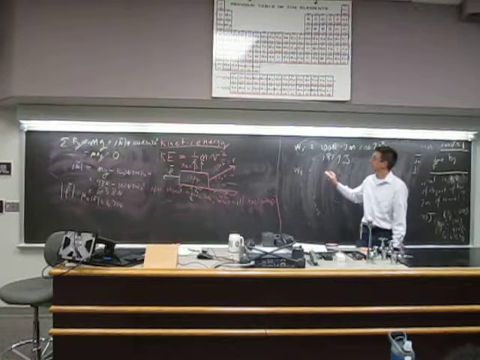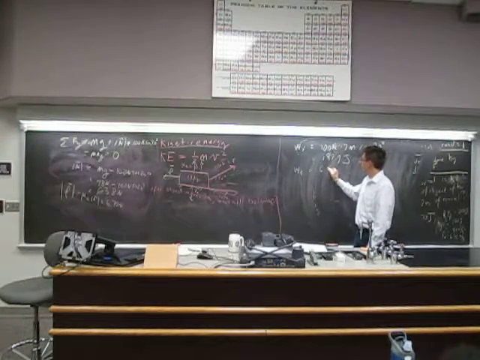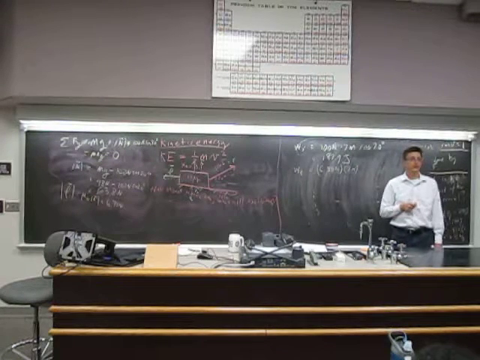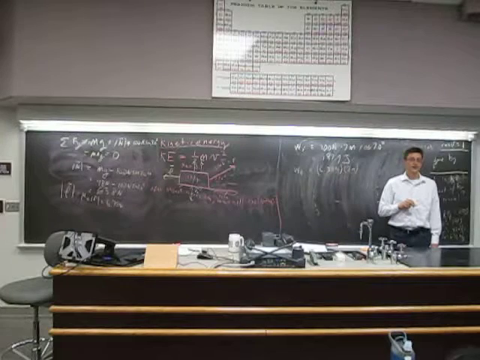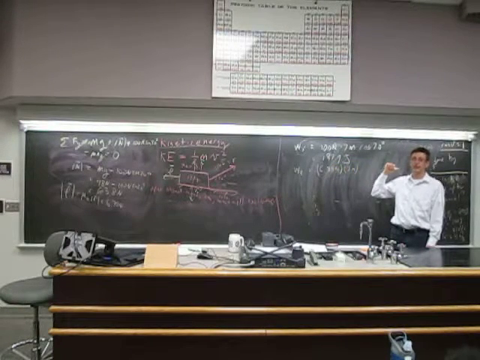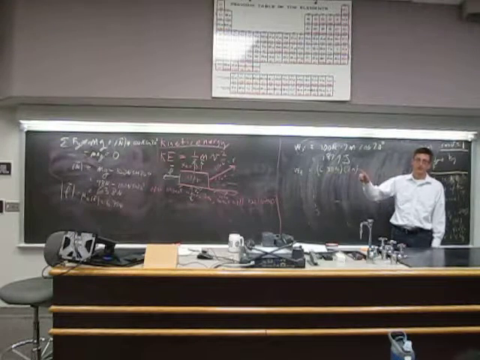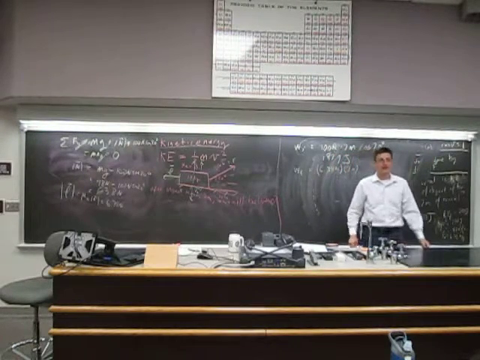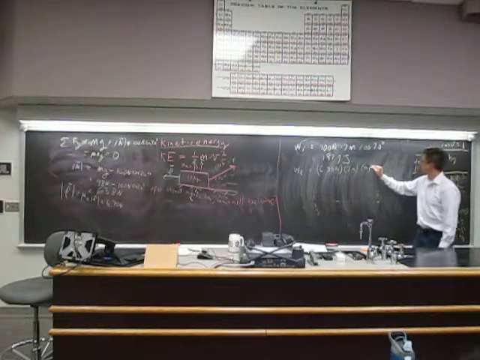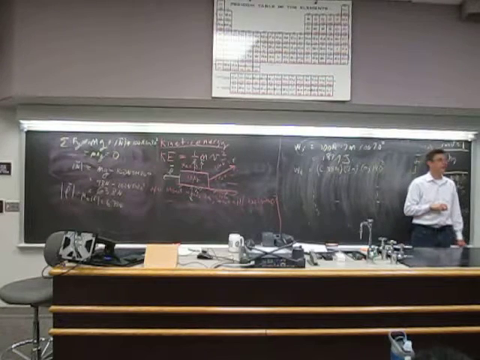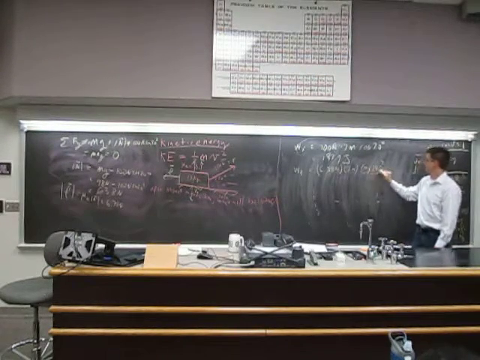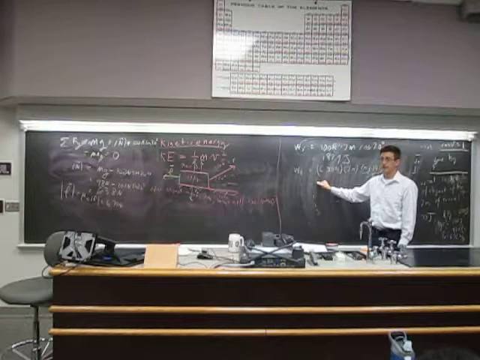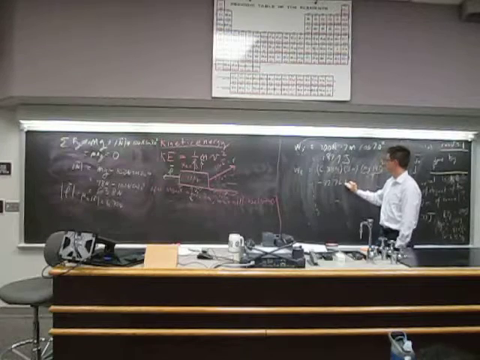How about the work done by the friction force? The friction force was 6.38 newtons. Good. Distance was 2 meters. And what's the angle in between? The friction force is that way, and the distance moved is that way. So 180 degrees. Now, what's the cosine of 180 degrees? Negative 1. So it's negative, and the work done by friction is negative 12.76 joules.